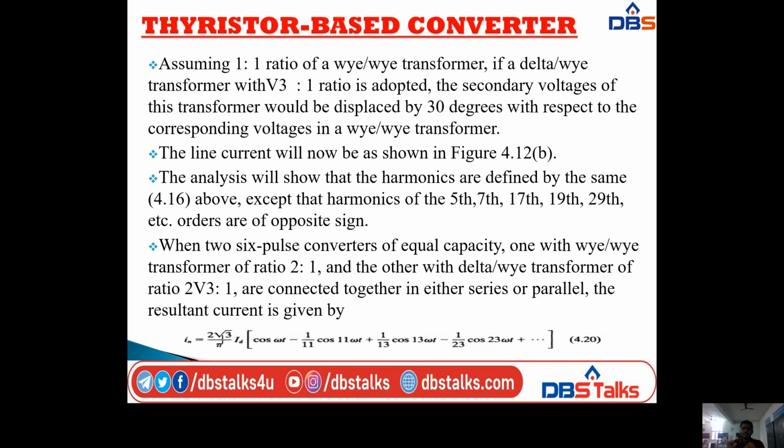When two 6-pulse converters of equal capacity, one with a star to star transformer of ratio 2:1 and the other with a delta star transformer of ratio 2√3:1, are connected together, that is the last diagram, in either series or parallel, the resultant current is given by In is equal to 2√3 by π into Id of cos ωt plus 1 by 11 cos 11ωt plus 1 by 13 cos 13ωt minus 1 by 23 cos 23ωt plus and so on.